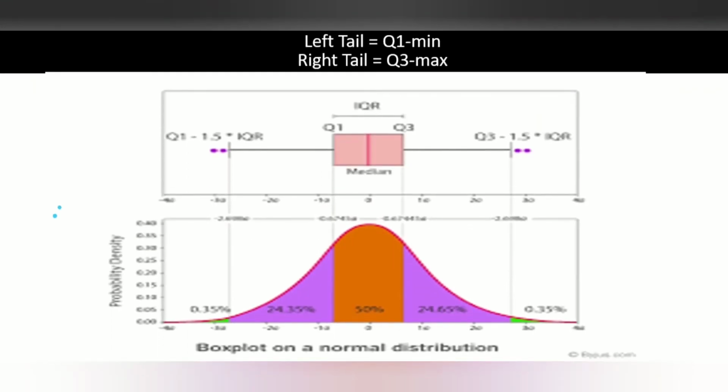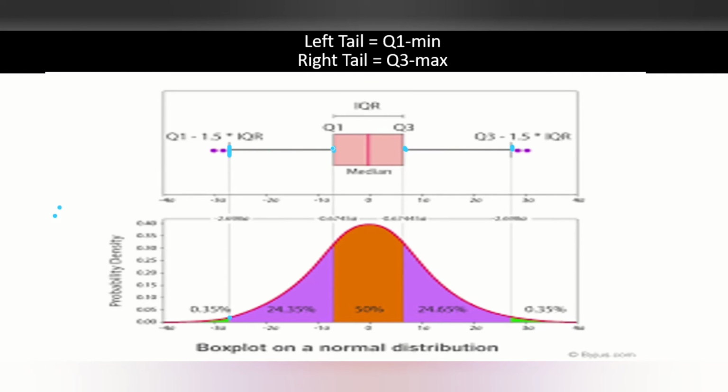Let's now understand this concept in detail. As you can see in this diagram, a normal distribution is shown and then a box plot is also drawn to represent it. The areas highlighted in green are the tails of the distribution. This is the minimum part of the box plot, this is the first quartile Q1, this is Q3, and this is the maximum part.